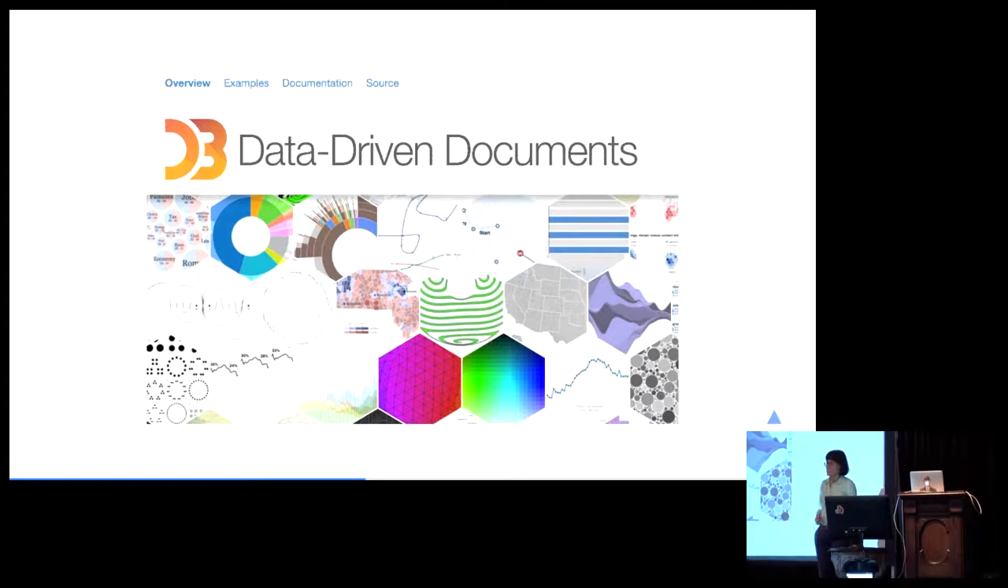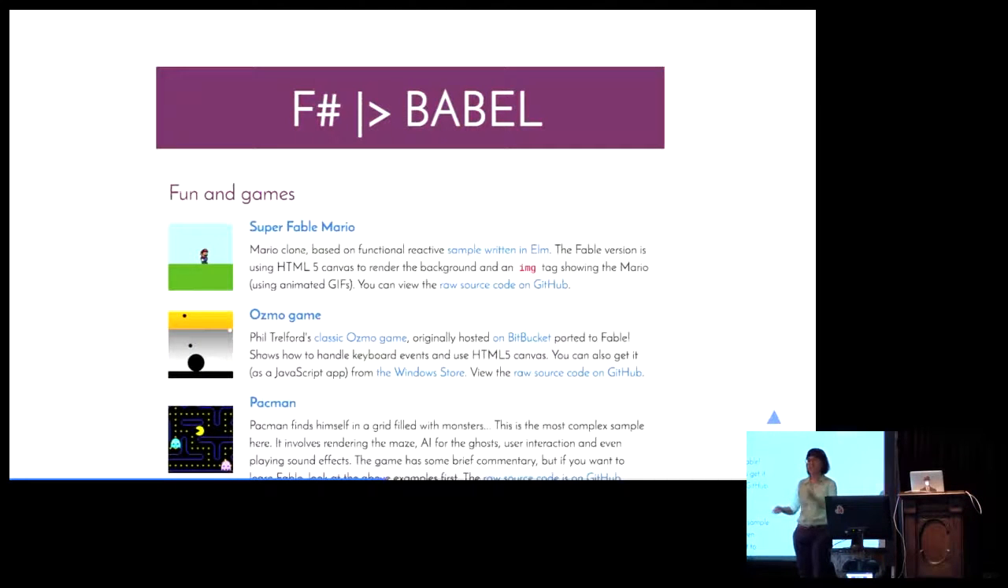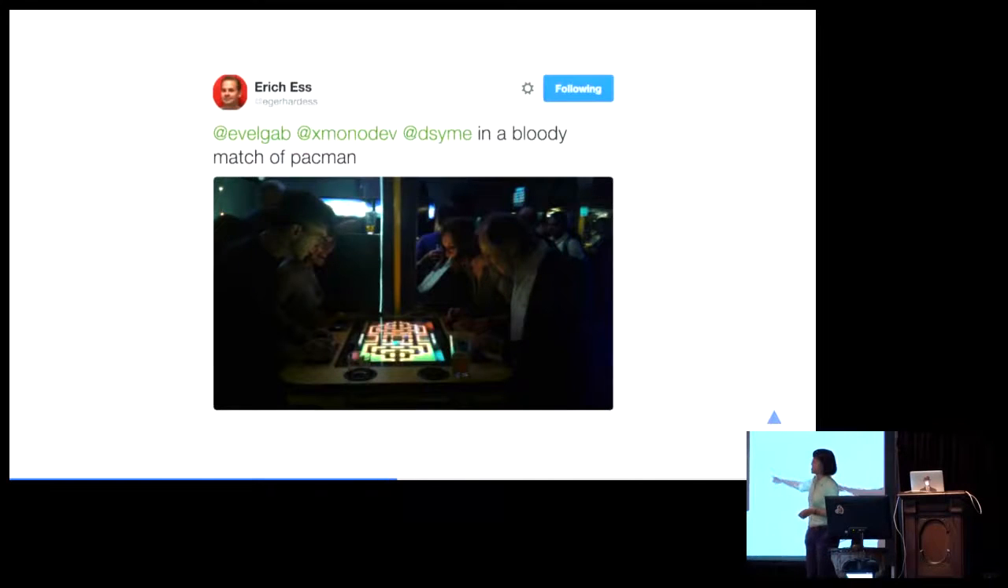But as I said, I'm doing things in F#. So I use this very cool new project called Fable, and that's an F# to JavaScript compiler. If you go on the website, they have quite a lot of different examples and samples. You can see how to write Pac-Man in F# and compile it into JavaScript and play it in your browser, which is cool. Well, this is me losing in Pac-Man yesterday.